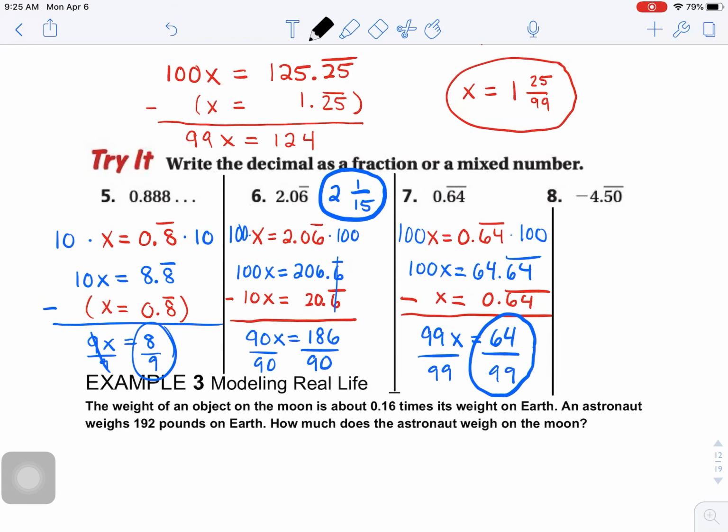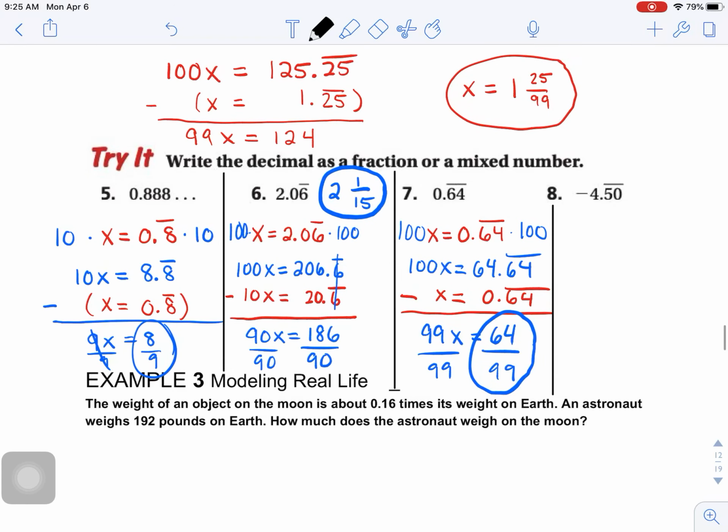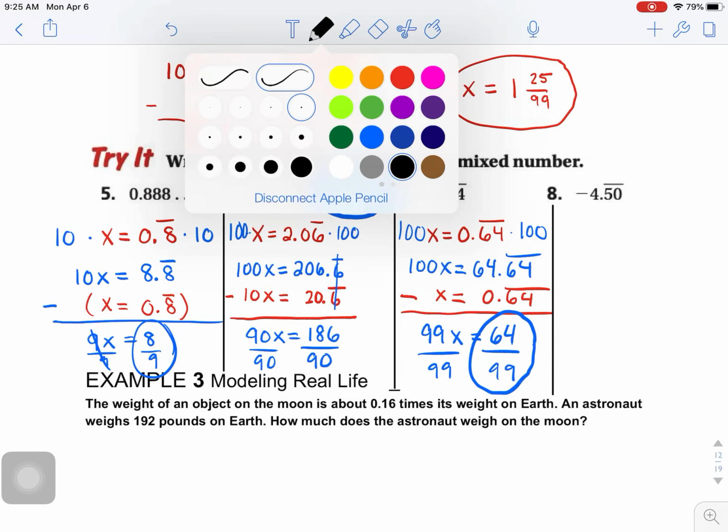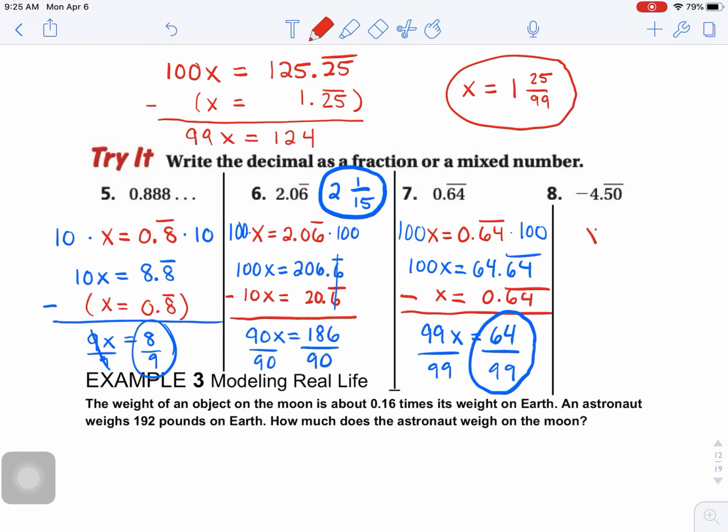And then number 8 here. Again, we have two numbers repeating, so let's start our original: x equals negative 4.50 repeating. Two numbers are repeating, so we're going to multiply by 100. So we get 100x equals negative 450.50. Let's subtract the original.